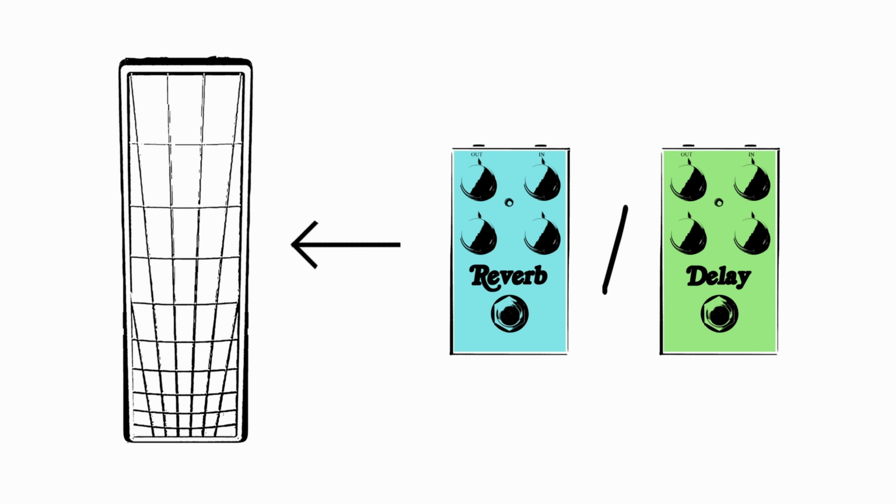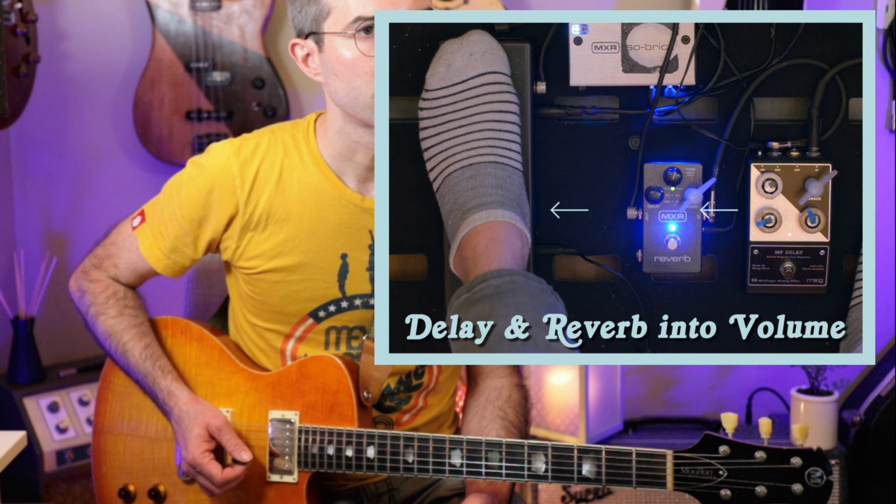With delay and reverb, if we put the volume pedal at the end, that means that the sound hits the delay and reverb pedals at full volume, and then we have control with the volume pedal over the trails of all of those sounds. So that can be useful if you need clean cutoffs, but it also means that you'll always hear the attack from all of your notes.